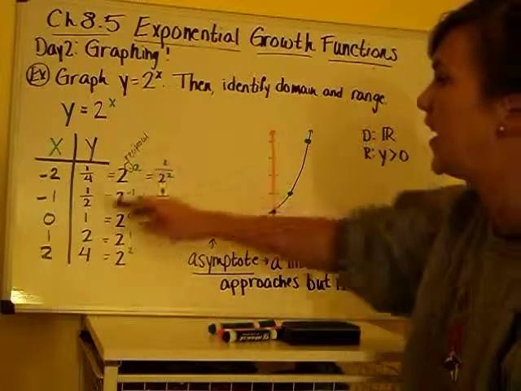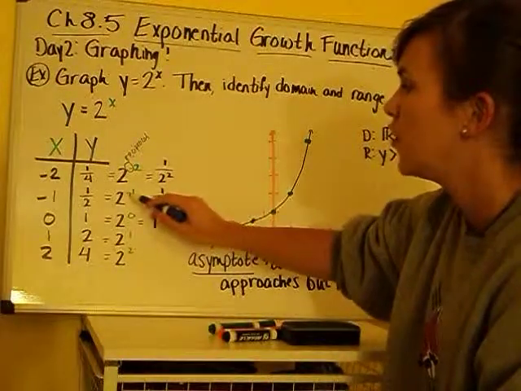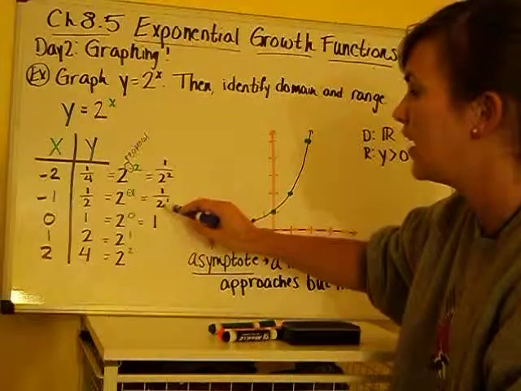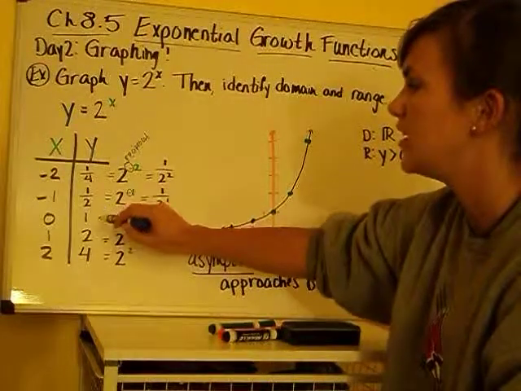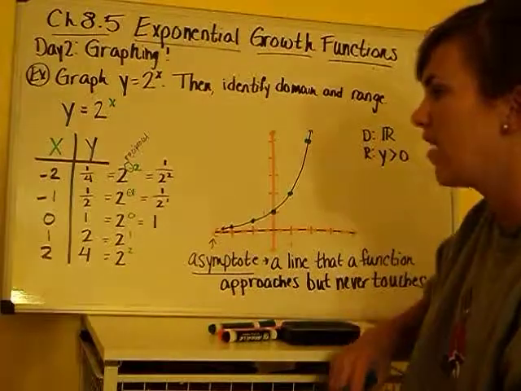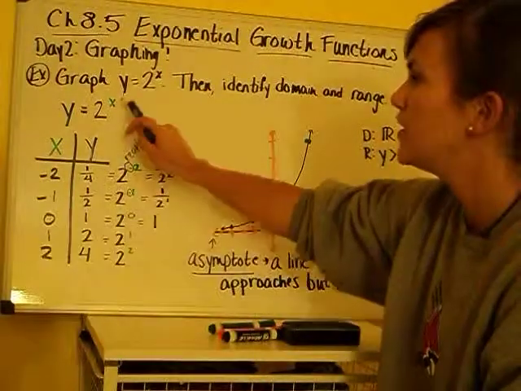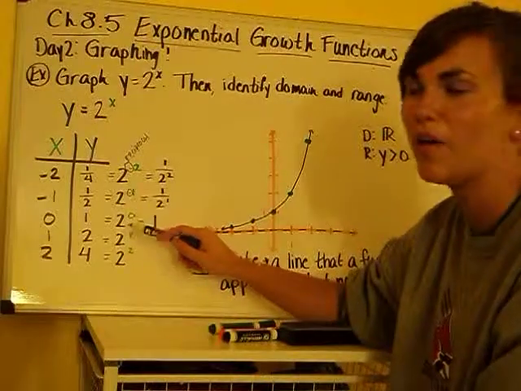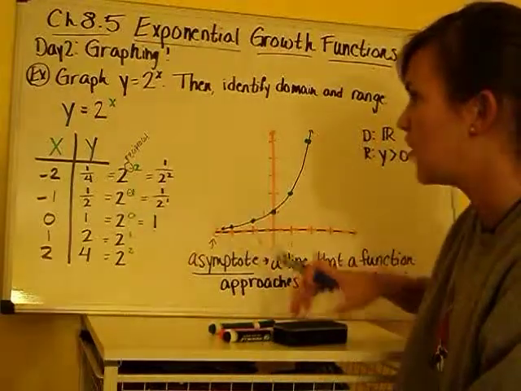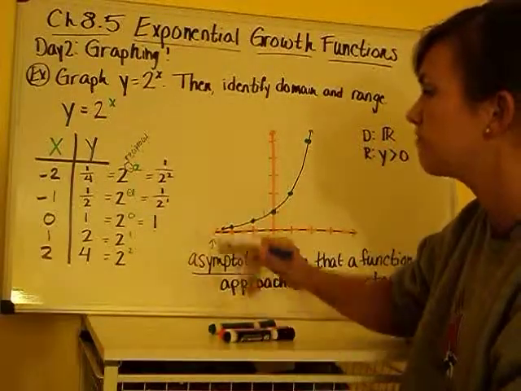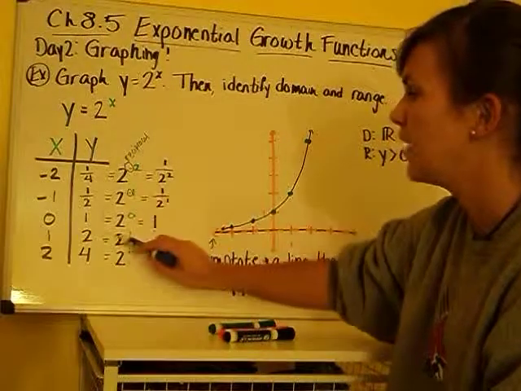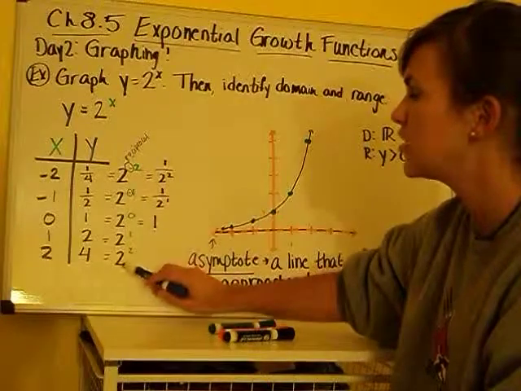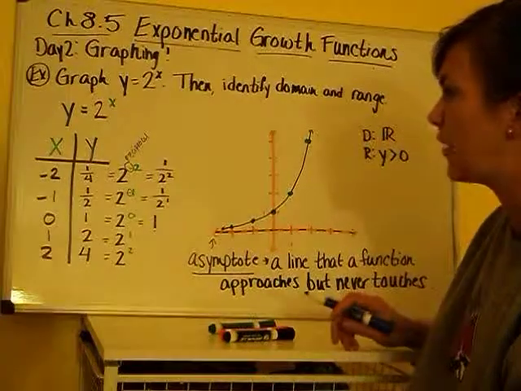Alright, if we put in -1 in our exponent, we again take the reciprocal, which is 1 over 2 to the 1, and 2 to the first power is 2, so we get 1/2. When we put 0 in for x, we get 2 to the 0 power. Anything to the 0 power is 1, so we have the point 0, 1. For x equals 1, we have 2 to the first power, which is 2. And when we put 2 in for x, 2 squared is 4.